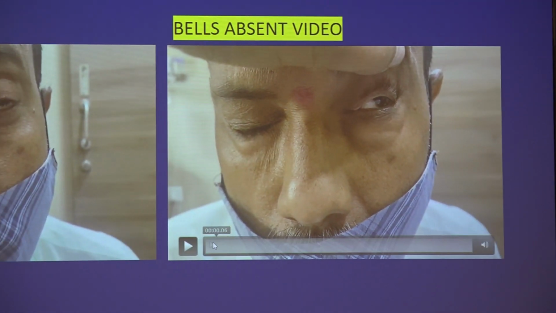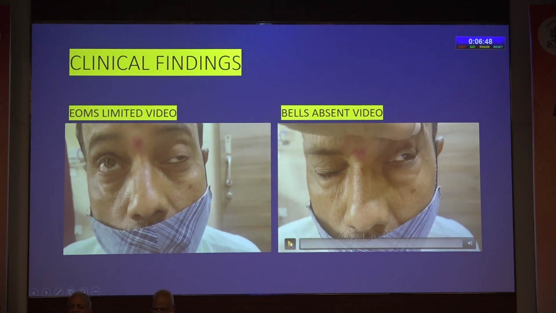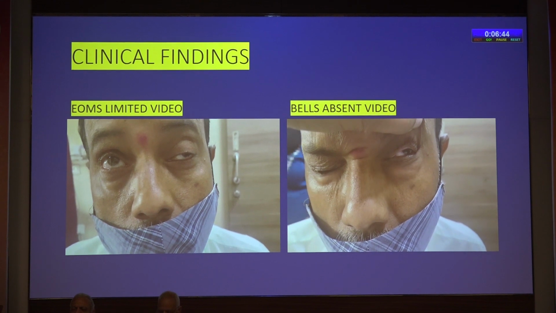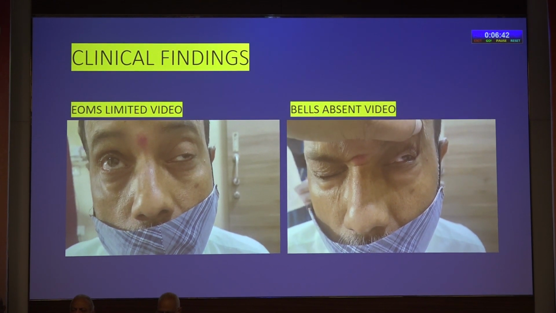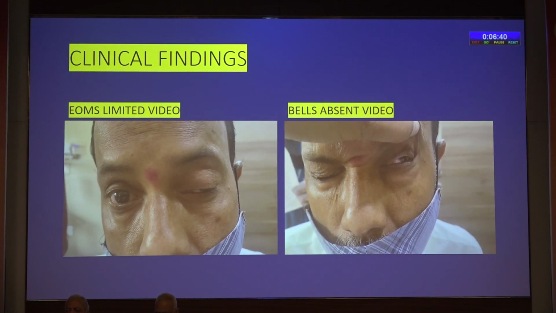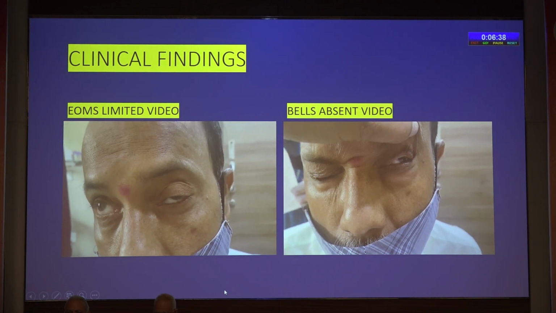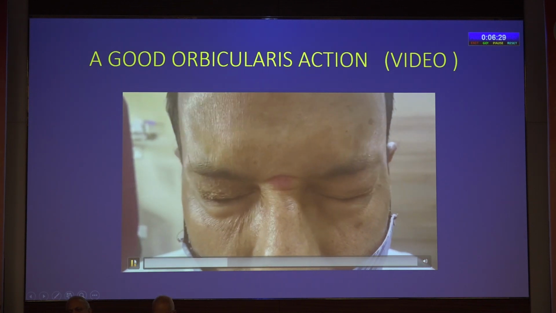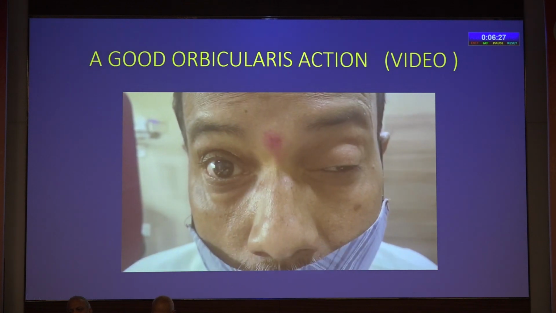So the adduction was definitely limited, the elevation was also not there, and the depression was also not there. Now looking at the Bell's phenomenon, if you ask him to tightly close the eyes, you see that the left eye Bell's was absent. A good orbicularis action, that is what Rashmin already pointed out. Every patient I see with a third nerve palsy, I also check their orbicularis action. So here the orbicularis action was good.